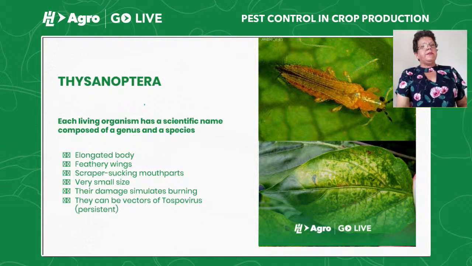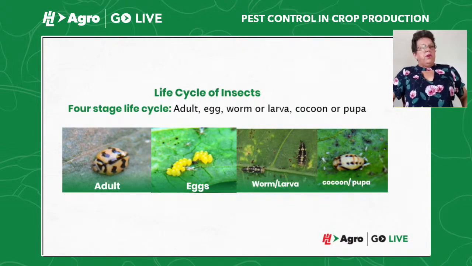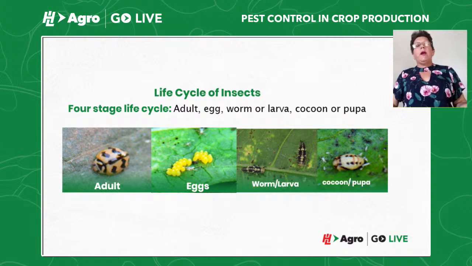The next slide, we're going to see life cycles of 4 stages. We have adult. The adult lays eggs. From the egg, we get a worm or larva. Larva is the technical word. And then the larva becomes a cocoon or a pupa. We have 4 stages here.